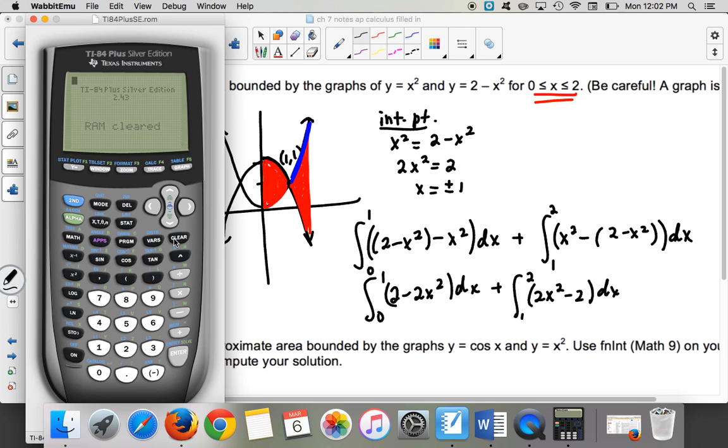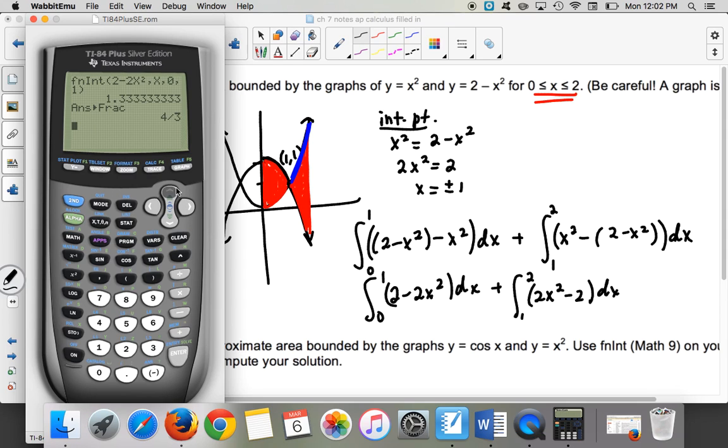I don't like to type in a lot of Math 9 stuff, so I would do my Math 9, 2 minus 2x squared, then my comma, x goes from 0 to 1, and I hit enter. So I have that. Yes, and you can find that as a decimal too. Do we all know 1.3 repeating now? 4/3, yeah. So you can change it to a fraction if you want to.